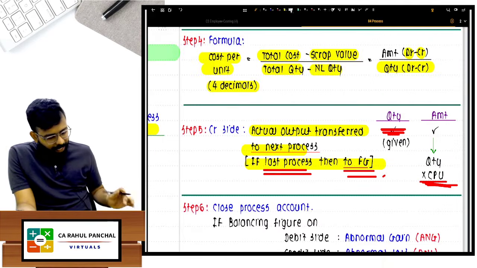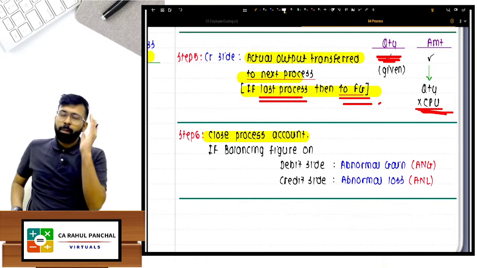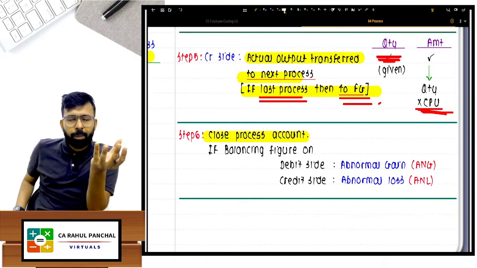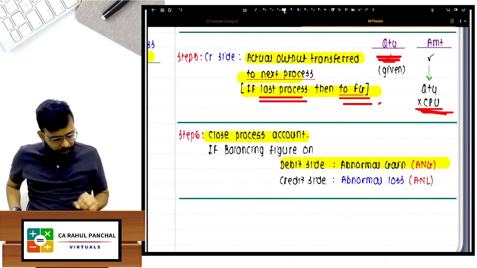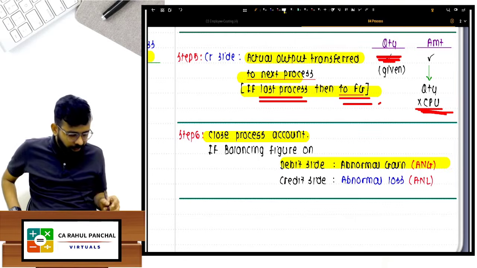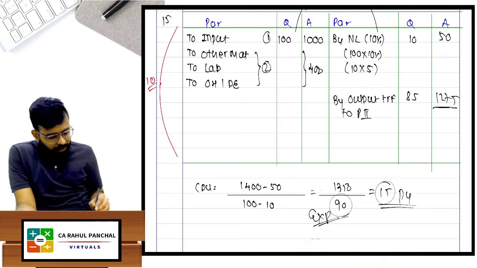Then sir, last step, close a process account. It is like your P&L account. You can imagine when you close P&L account, debit में if the balancing figure है तो it is a profit, credit में है तो it is a loss. Okay, so if it is on the debit side तो profit मतलब abnormal gain you will say, credit में है तो you will say abnormal loss. अच्छा, here is abnormal loss which is understandable also.